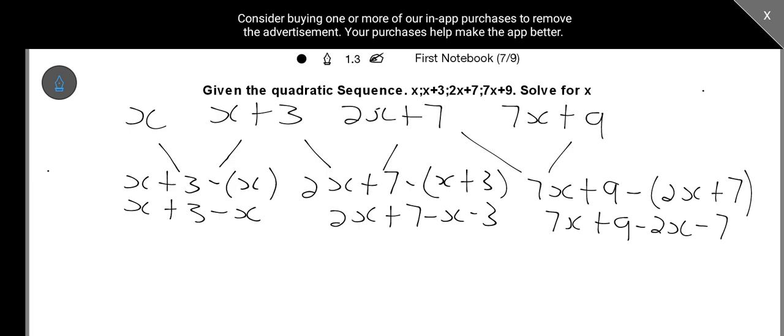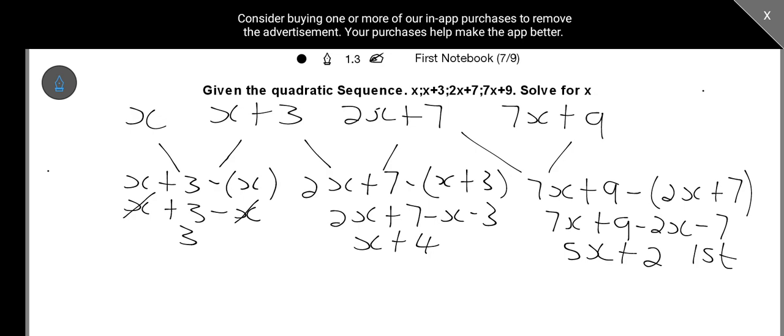We are going to add like terms. The positive x will cancel the negative x and we'll be left with 3. 2x minus x is going to give us x. And then 7 minus 3 will give us positive 4. And then 7x minus 2x will give us 5x. Positive 9 minus 7 will give us positive 2. And these are our first differences.